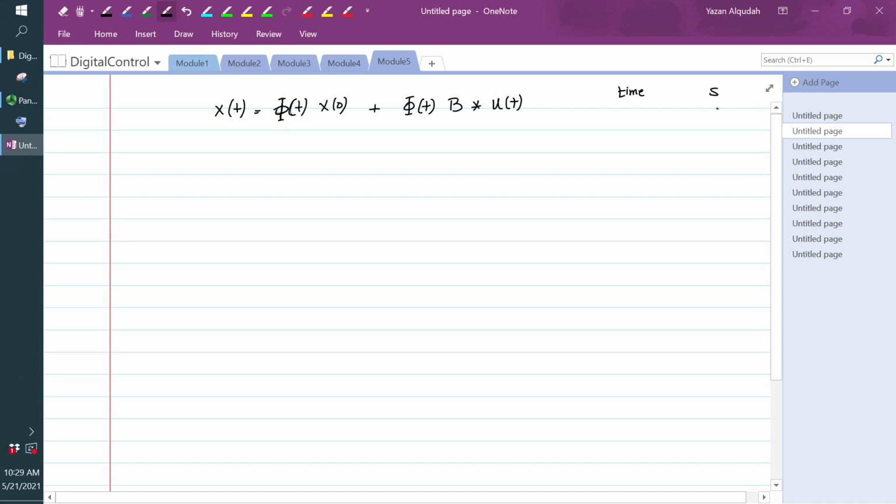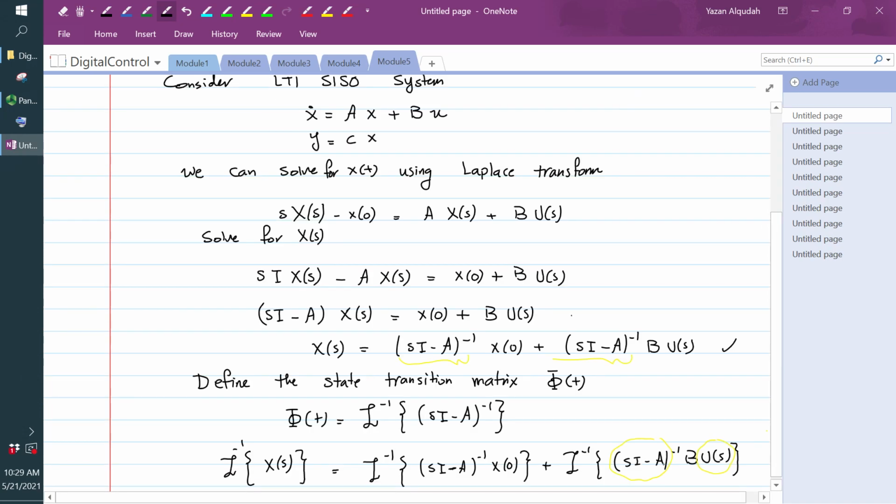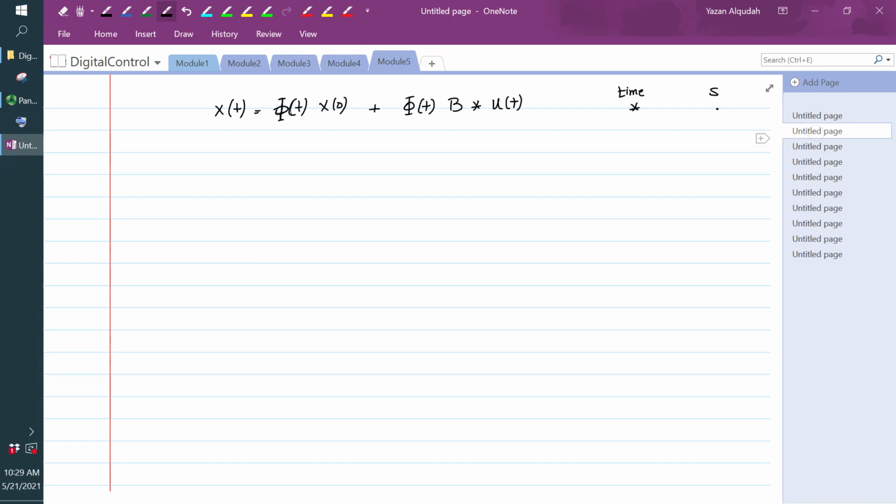Multiplication in the S domain is convolution in the time domain. So since these two functions I have in yellow multiply each other in the S domain, in the time domain these are going to be a convolution with each other. Okay, so let's write this down.